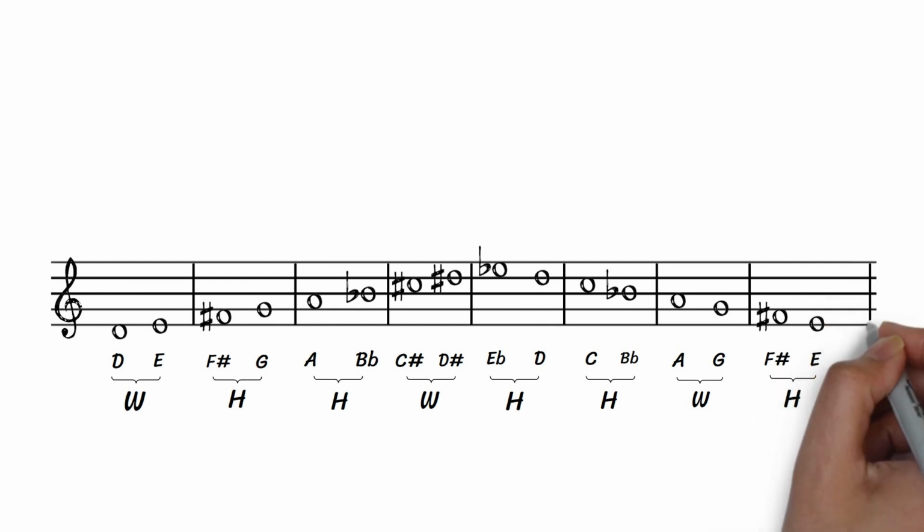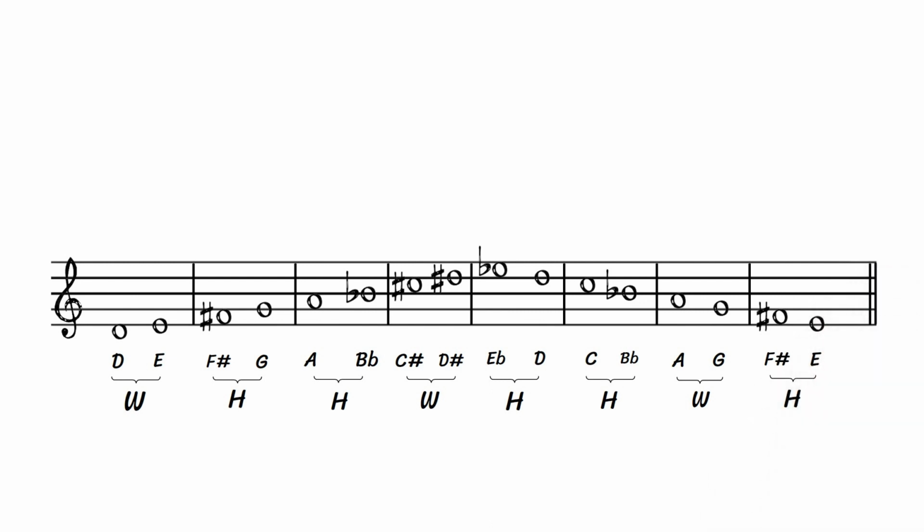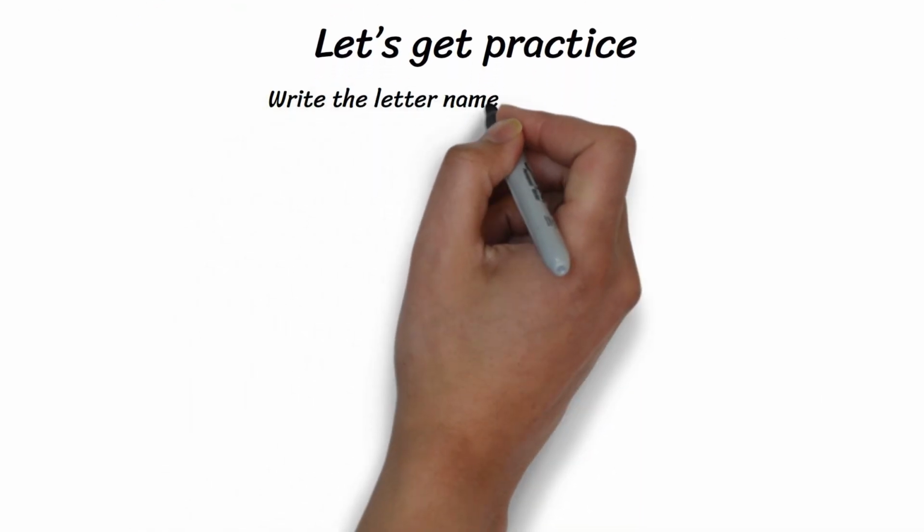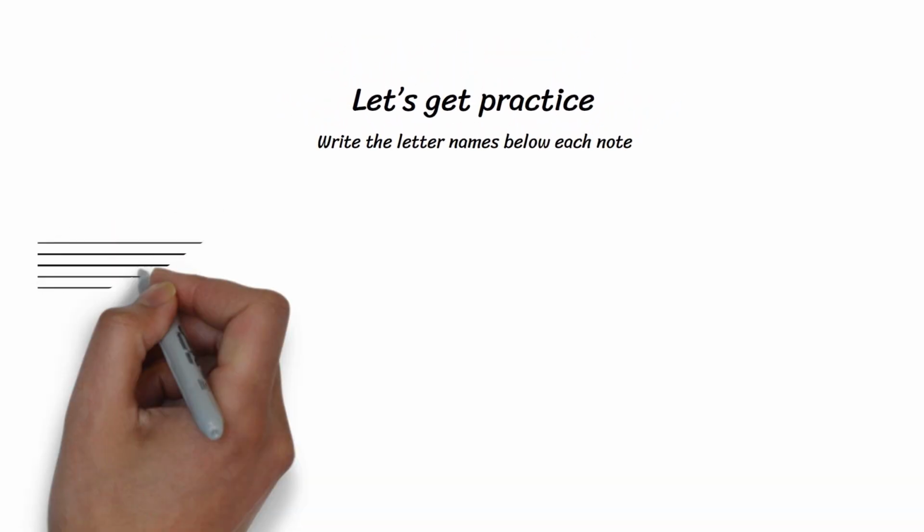When you write pitches on the staff, place the accidental before, to the left of, the note head, the main oval part of the note. When you say or write the letter names, however, the accidental goes after the letter name. Now let's get practice. Write the letter names below each note.